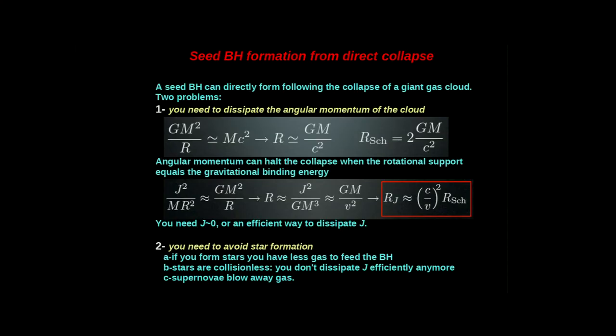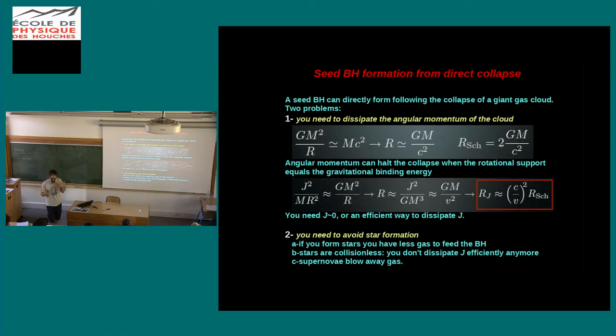Now, if you don't have H2, you have to rely on hydrogen cooling. And this happens in more massive halos with a lot more mass. So here the main idea is that you have a much larger cloud of gas, and somehow you have a monolithic collapse into a compact object.